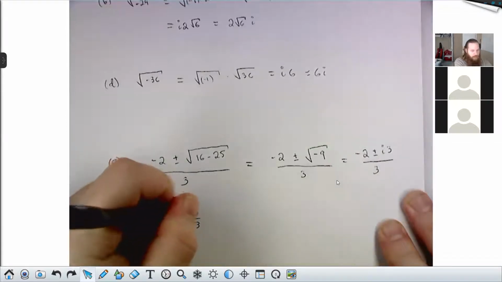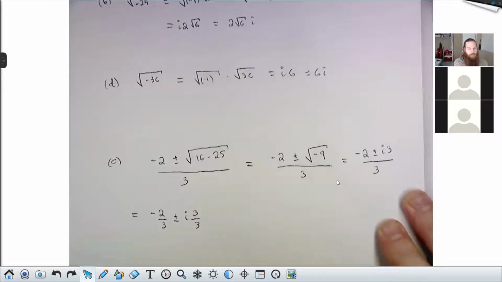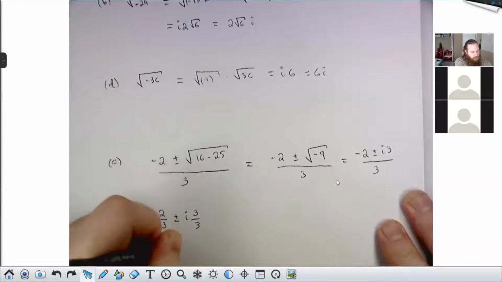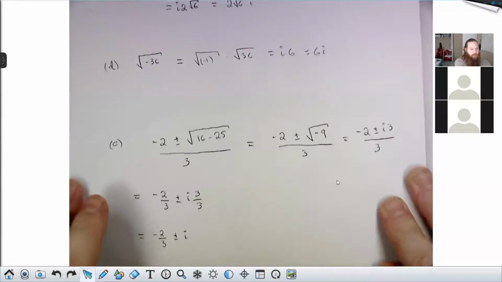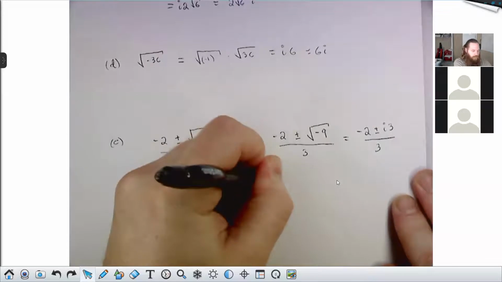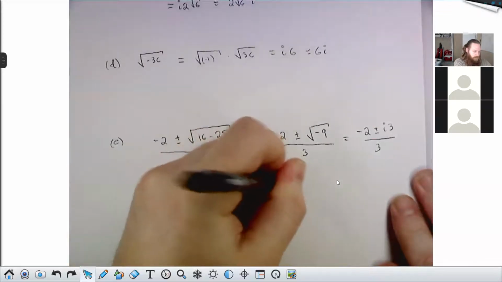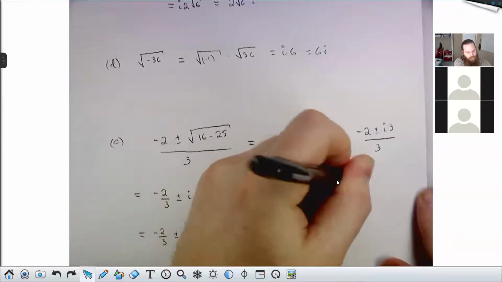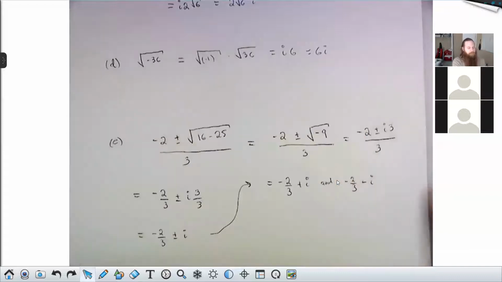You can think of the i as being upstairs in the second fraction, or you can think of it as being up front. Normally, we like to write complex numbers in the standard form, which is a plus bi. So this would be -2/3 plus or minus i times 3/3. Well, 3/3 is 1. So the two numbers here are -2/3 plus i and -2/3 minus i.